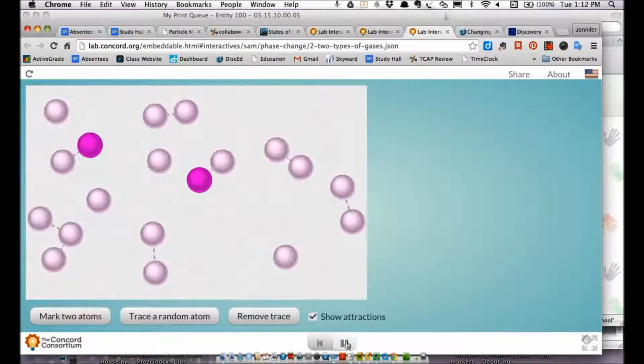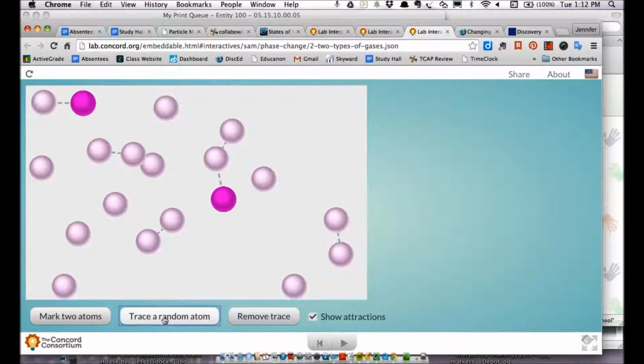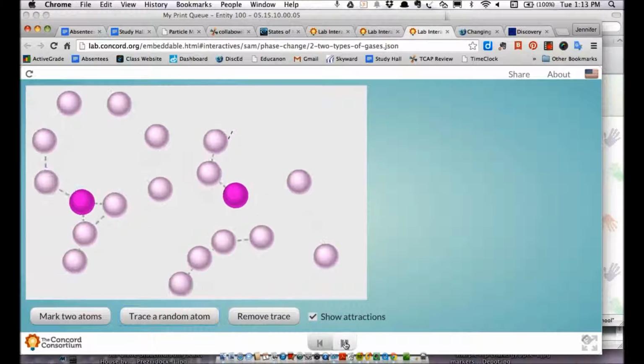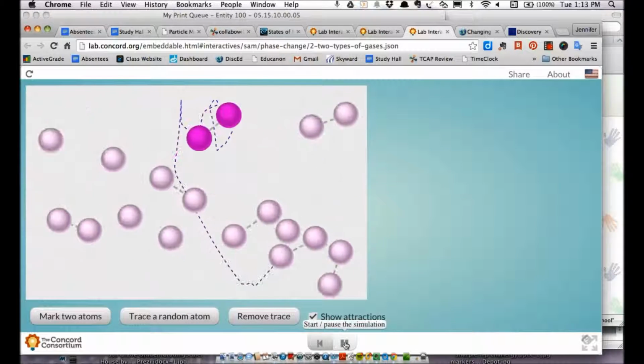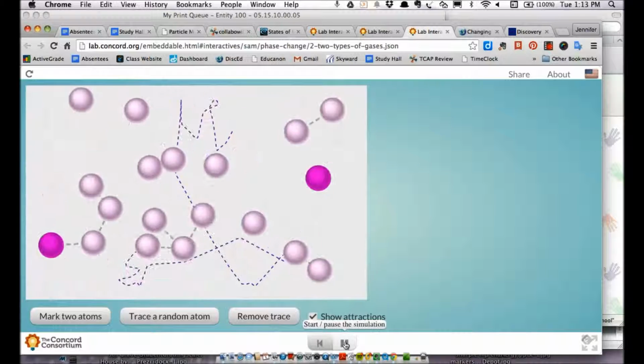Now this time I'm going to pause it for a second. I'm going to pick an atom and I'm going to trace it. Let me unmark these two. Oh, it still marks them. Okay. I'm going to pick one to trace. And what it's going to do is trace the path that atom takes. So you'll get to see the line of where it's been, so you can kind of see how its motion is. So you can kind of follow it around.